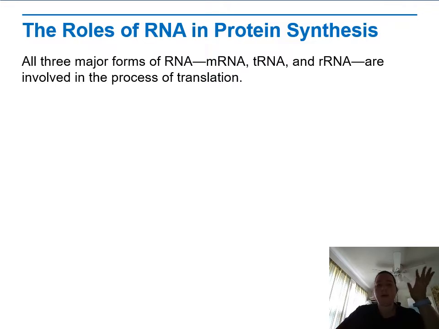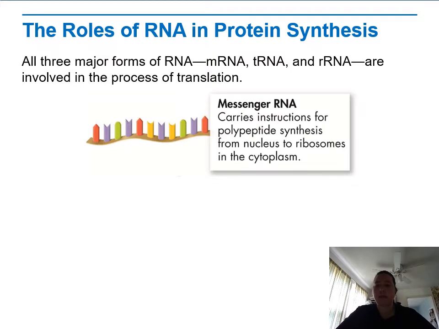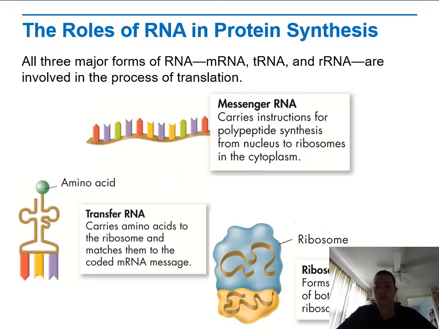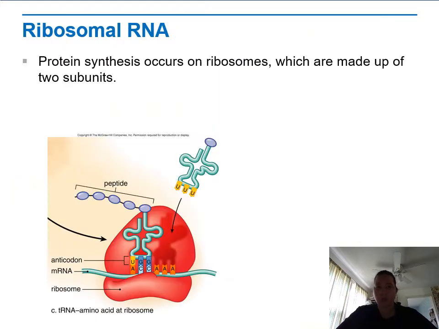So remember, there are the three main forms of RNA. And in the second step of protein synthesis, all three of them come together to do work. So we've got the messenger RNA, we've got the transfer RNA, and we've got the ribosomal RNA. Ribosomal RNA is the thing that's making up the ribosome, which is where Step 2 happens.